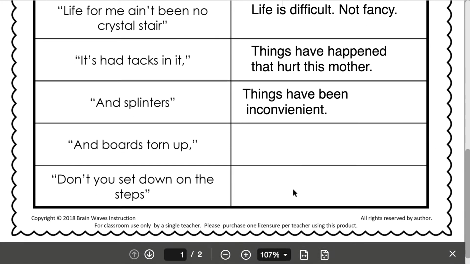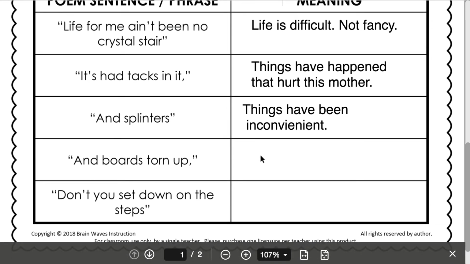I want you to take a minute. If you need to pause the video, I want you to see if you can figure out the last two things. So, boards torn up. I think this one especially could be an opinion thing. What do you think they mean by boards are torn up? How is that connecting to this person's life a little bit? And then, don't you set down on the steps. What do you think that mother is trying to tell her son by saying, don't you set down on the steps? So take a minute. If you need to pause the video, pause the video. If you have been writing as I've been talking, that's okay too. But take just a minute and see if you can figure out what those two things mean to you.